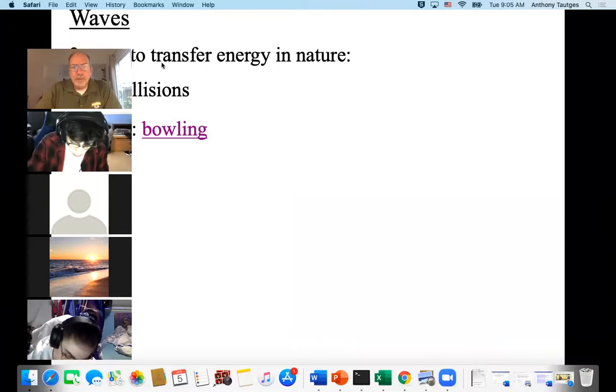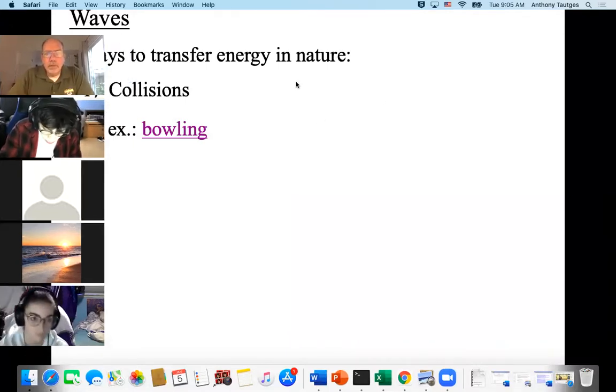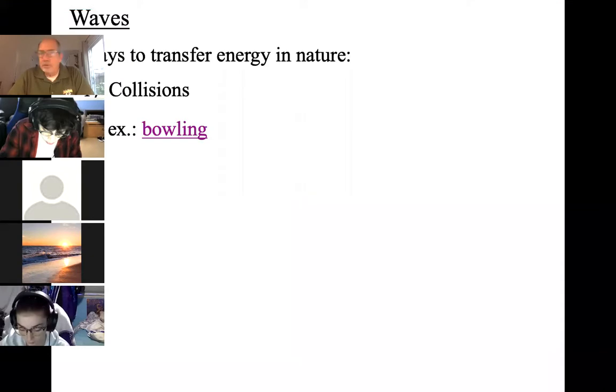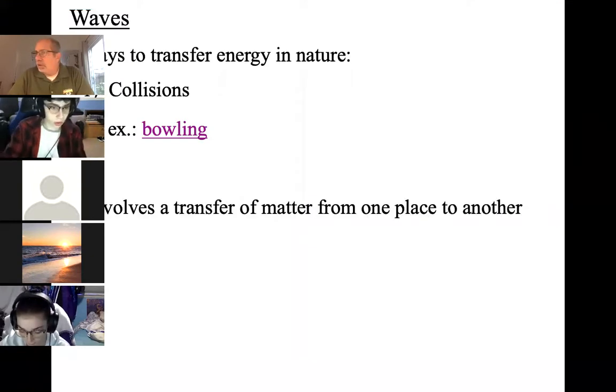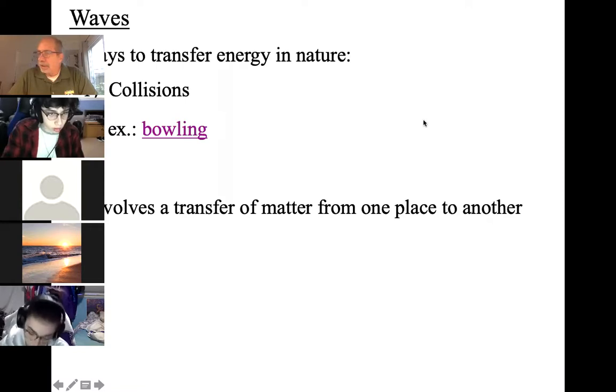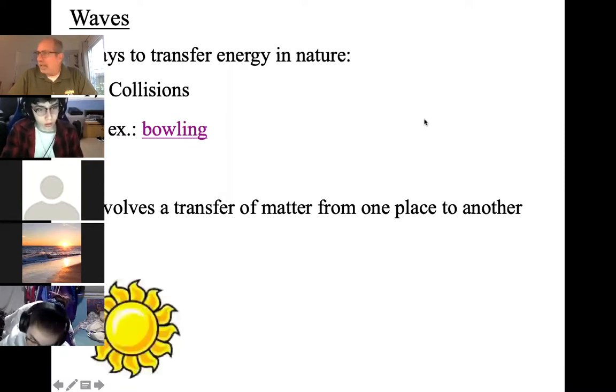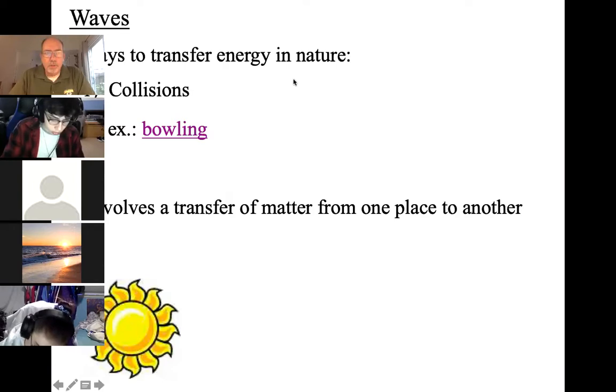Now that's bowling. But another example of transferring energy from one place to another is, oh yeah, sorry. I don't have my binder in front of me because it's in my room, so I'm forgetting this stuff. So my progression of slides here. Anyway, it involves a transfer of matter from one place to another. Another way that energy is transferred in nature is the sun. The sun is transferring energy to us all the time.